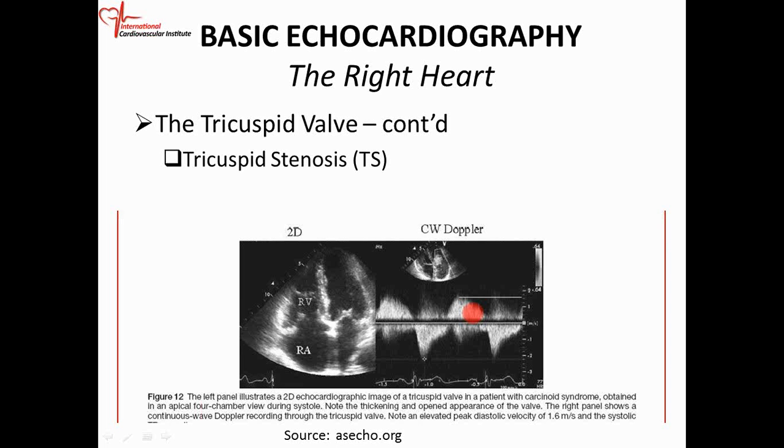When the tricuspid valve opens, it's supposed to allow blood to flow freely from the right atrium into the right ventricle. All right. So again, this is a patient with carcinoid, because with acquired tricuspid stenosis, carcinoid is one of the most common causes. All right.